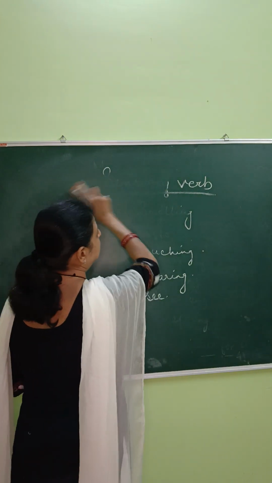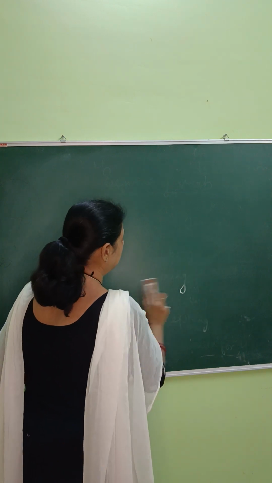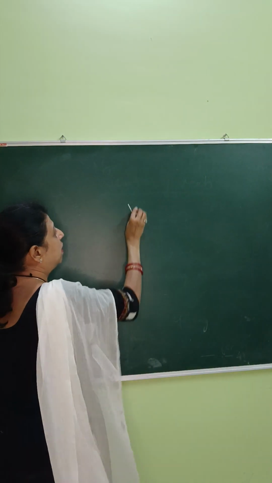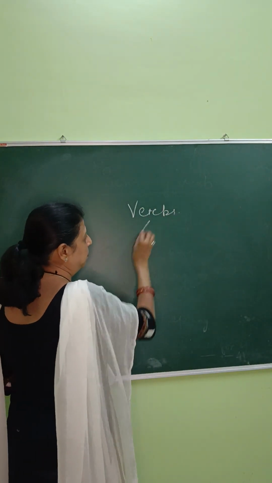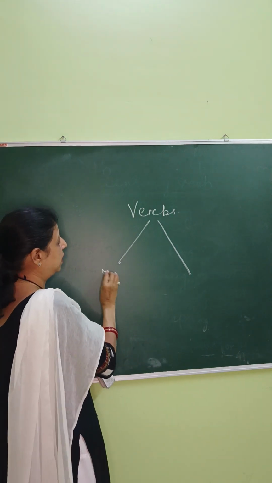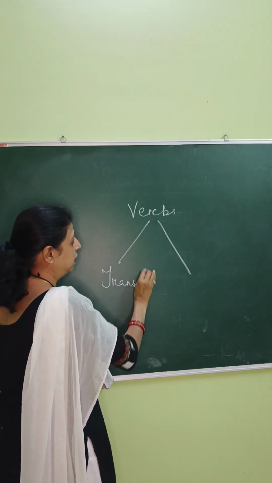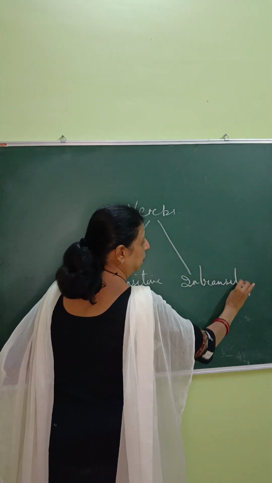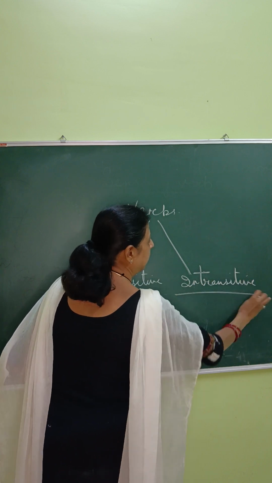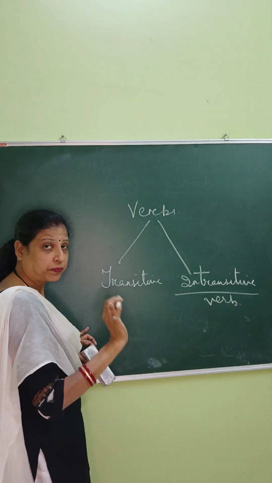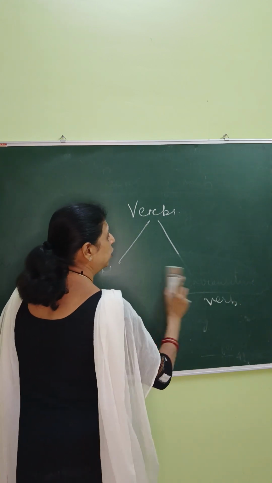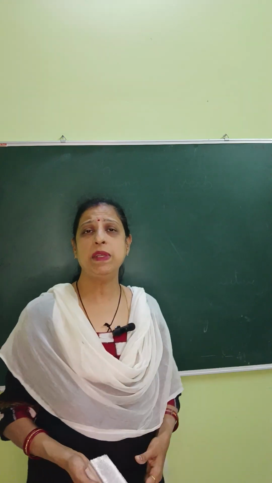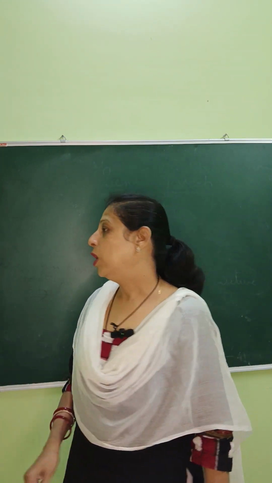Now these are types of verbs, but children, remember we have two kinds of verbs. They are called transitive and intransitive verbs. Let me tell you what transitive and intransitive verbs are.